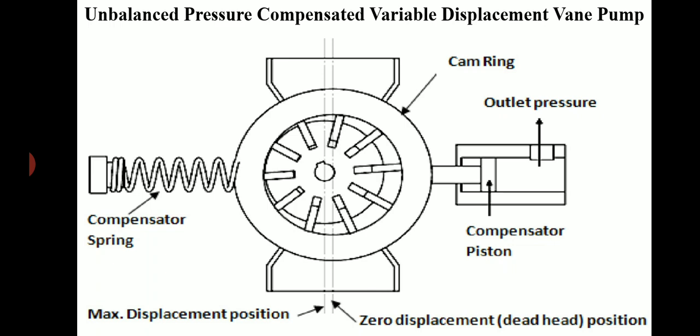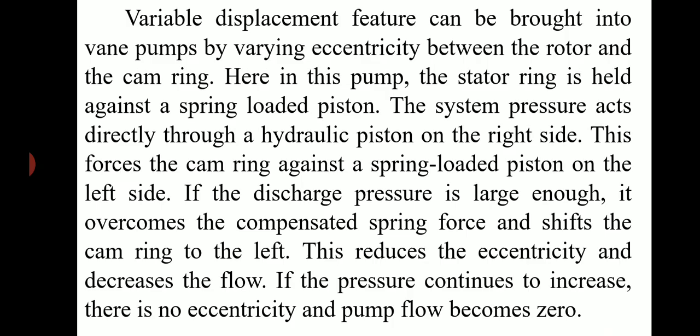Unbalanced pressure compensated variable displacement vane pump. The parts are compensator ring, cam ring, outlet pressure, compensator piston, maximum displacement position and zero displacement or deadhead position. Variable displacement feature can be brought into vane pumps by varying eccentricity between the rotor and the cam ring.